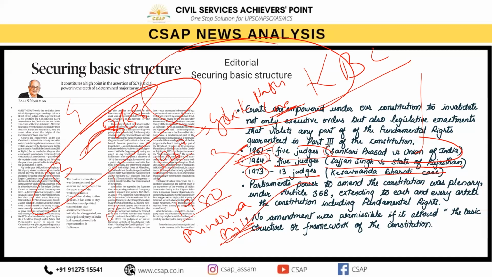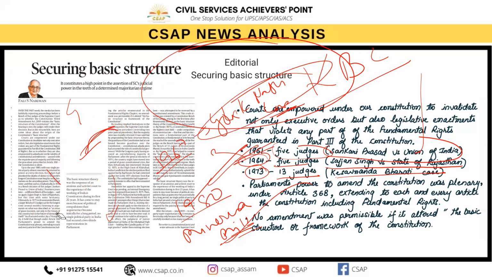So therefore, it is said here that we should directly secure the basic structure, because as you can see here, the basic structure theory was a response of an anxious and activist court to the experience of working India's constitution during its first 25 years. It has come to stay more because of political compulsion and acquiescence, because initially for a long period, no single political party had secured a 2/3 representation in the parliament. So that is also an issue.